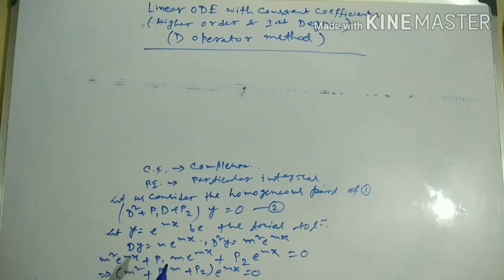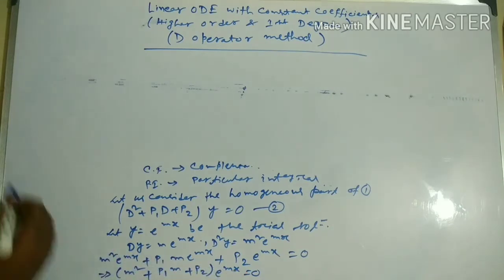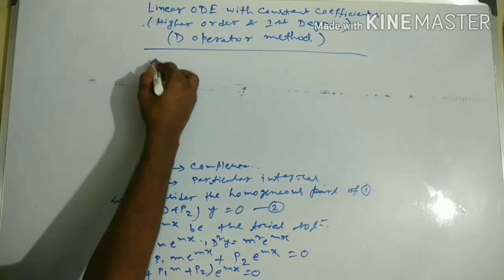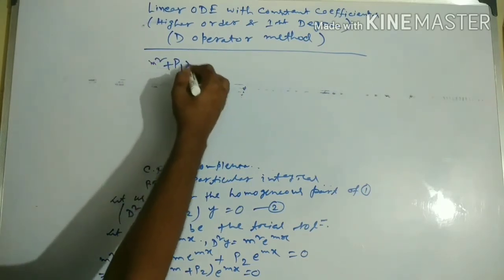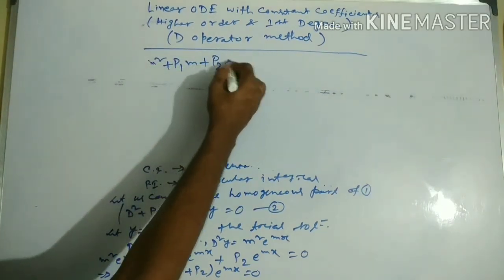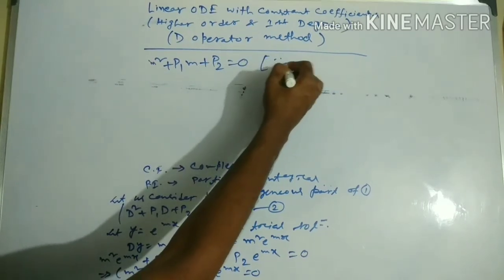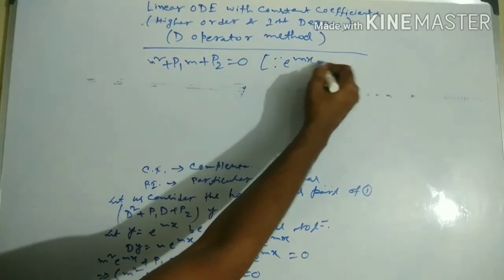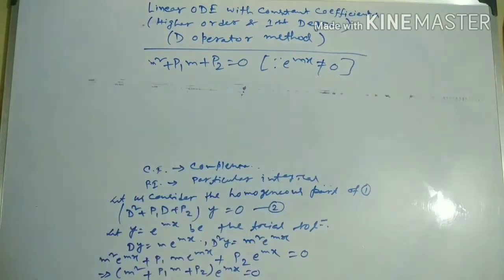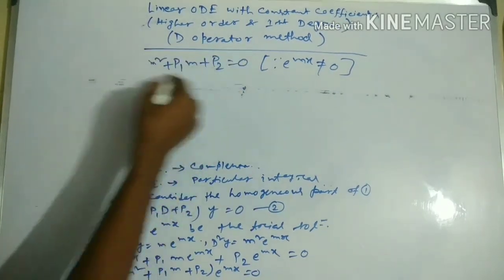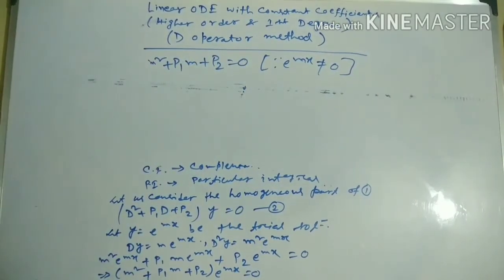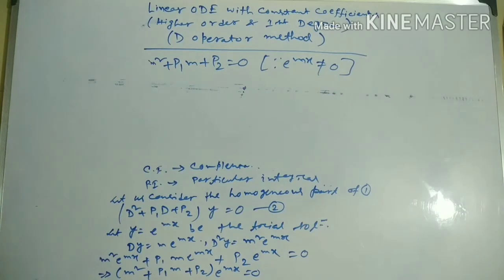Now from here we can see that the product of two functions is 0. So any one will be 0, but we know that exponential function is always non-zero function. So m square plus p1m plus p2 will be equal to 0, since e to the power mx is not equal to 0. Now this equation, quadratic equation in m, is called auxiliary equation.